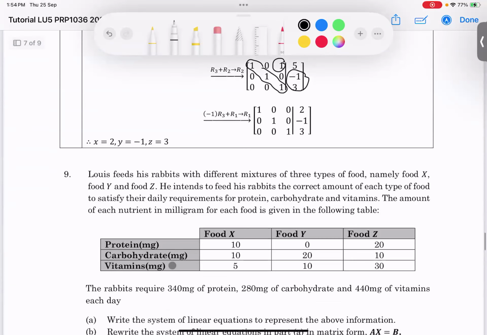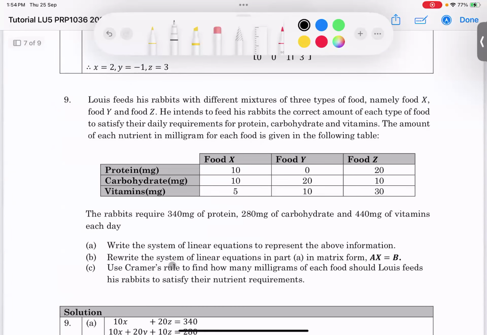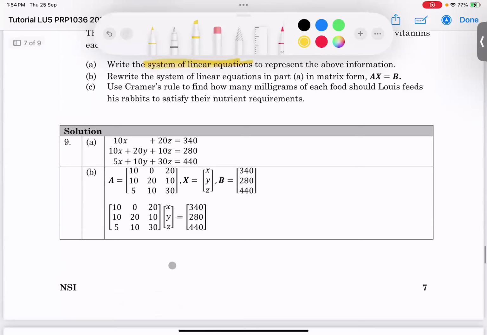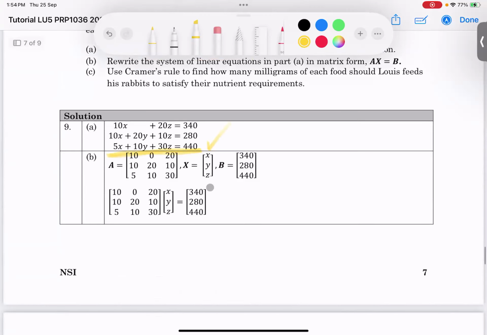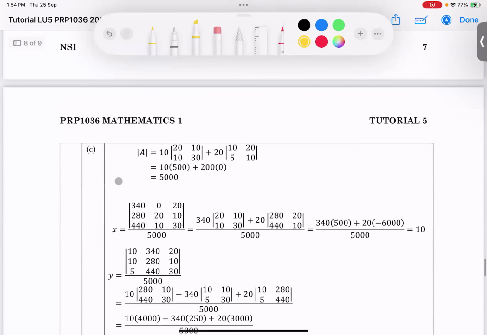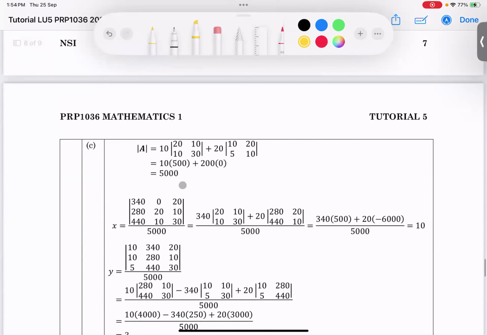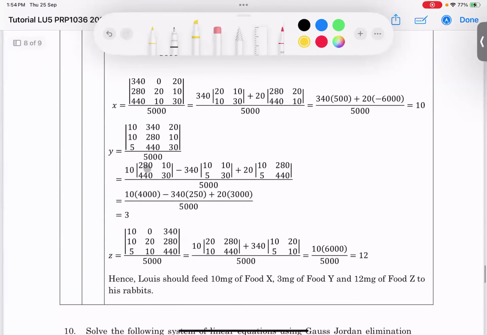Okay, so moving on to question 9. Question 9 is also using the system of linear equations. This one is quite similar to the one that we learned before this. So you find this value. You write down your equation. You write down your matrix. You write down in this format. You find the determinant. You find the value x and y and z. And then you remember to write down your full working steps. So be careful when you do the determinant. Do it step by step.